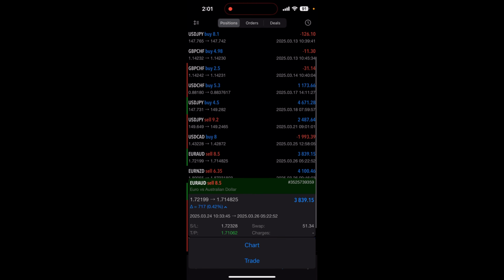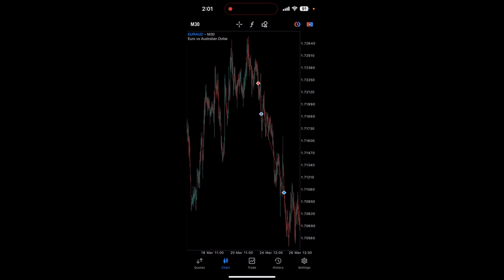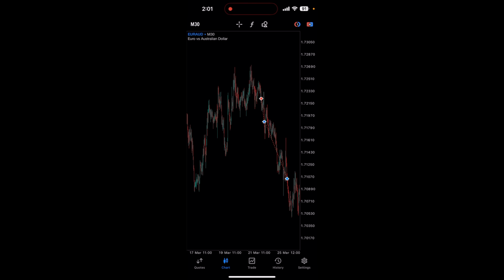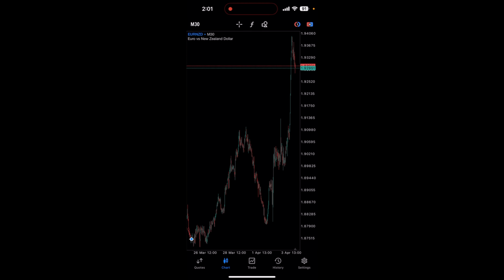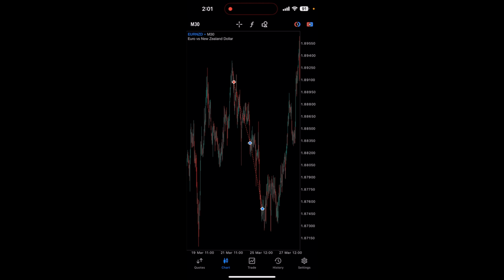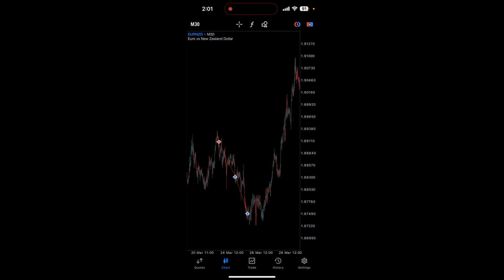So guys, as you can see here for the Euro AUD trade right there, the market just ran down. I took partials and then closed down there. And for the Euro NZD trade, same thing happened. Basically, market ran down, took partials and then closed the trade right there. That's it. Nothing more to say.